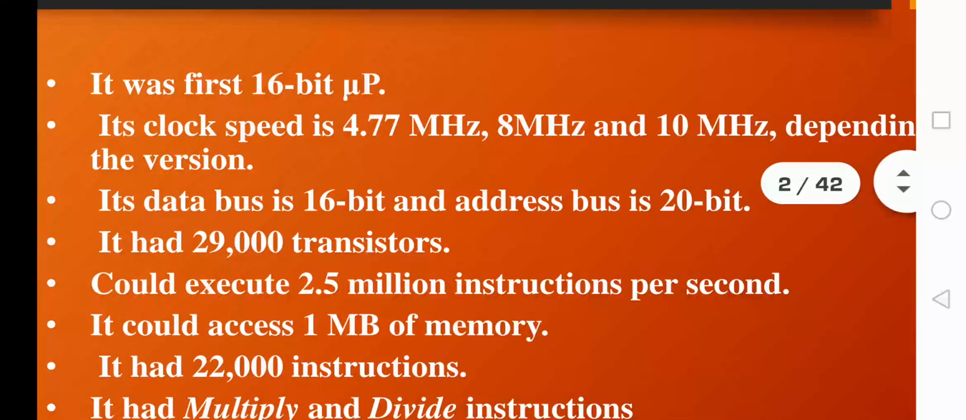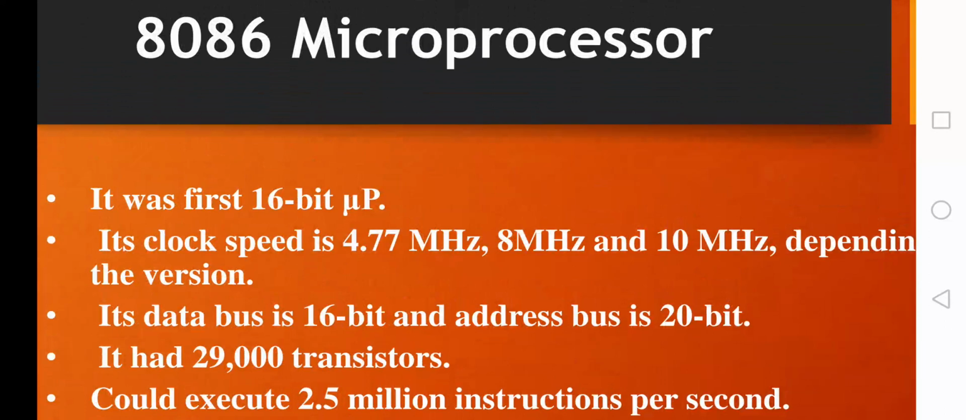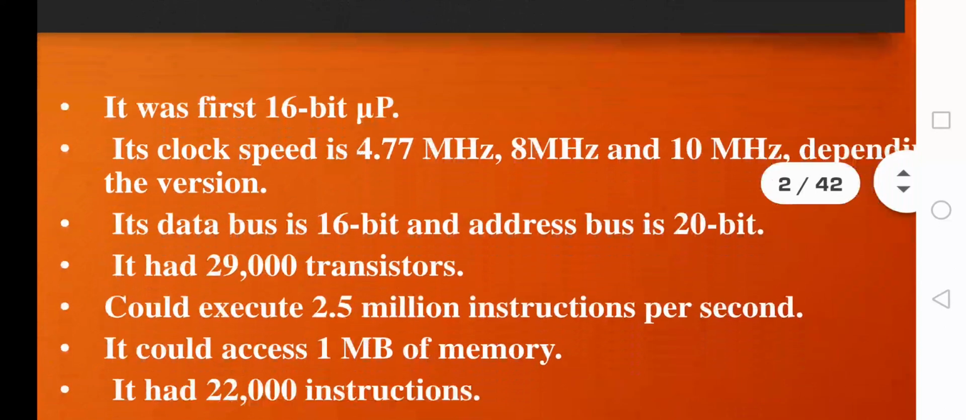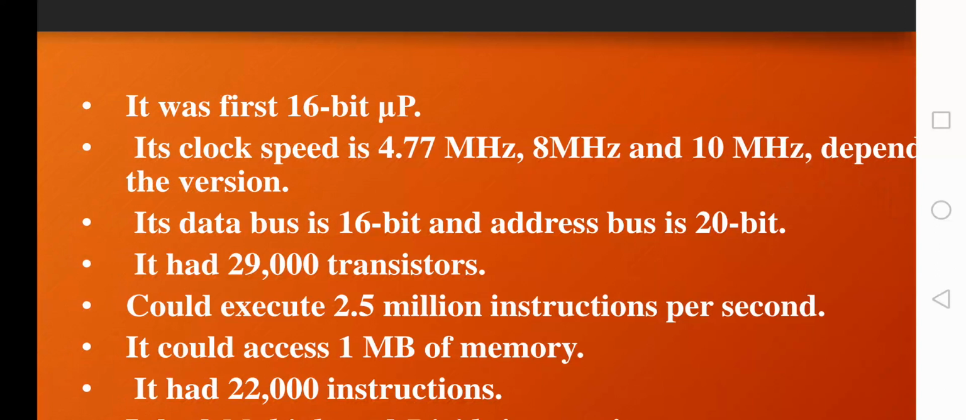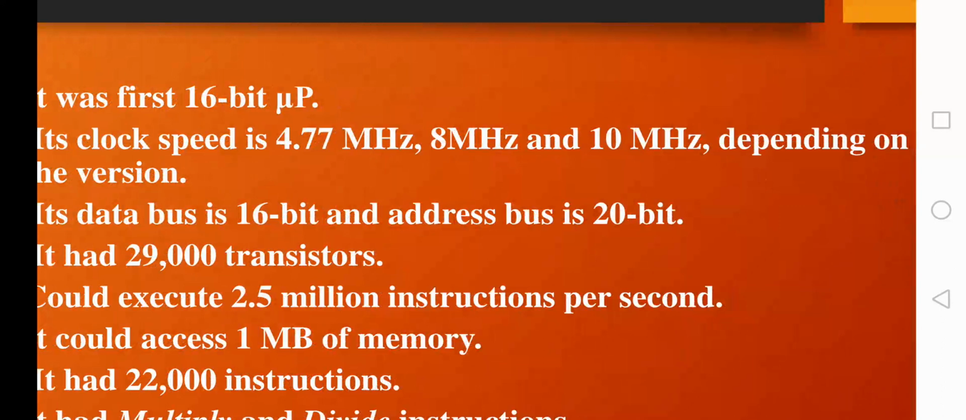The clock speed ranges across three different versions, since the 8086 processor exists in three different versions. What do you mean by version? The processor is the same itself, but with a slight difference in some of its properties or characteristics. The same 8086 processor exists in three different versions, and the difference comes in the clock speed. The first version has a clock speed of 4.77 megahertz. The second version has an 8 megahertz clock speed, and the third and final version has a 10 megahertz clock speed.